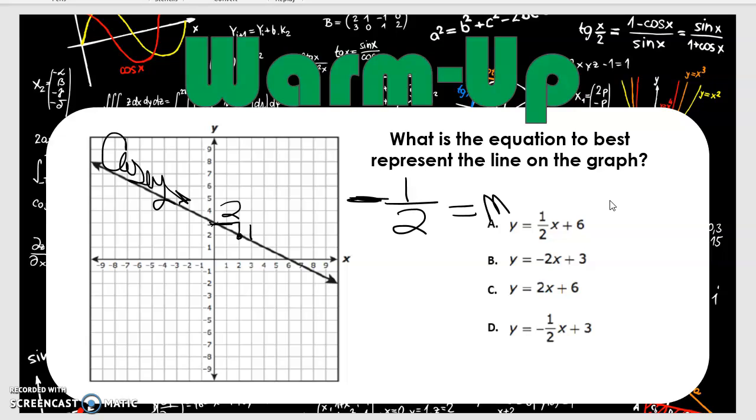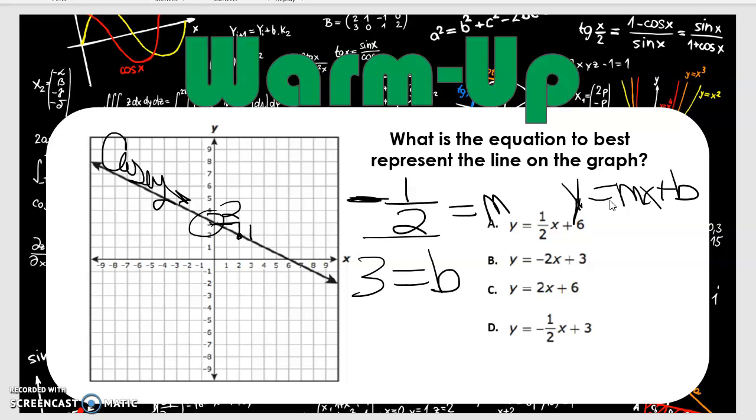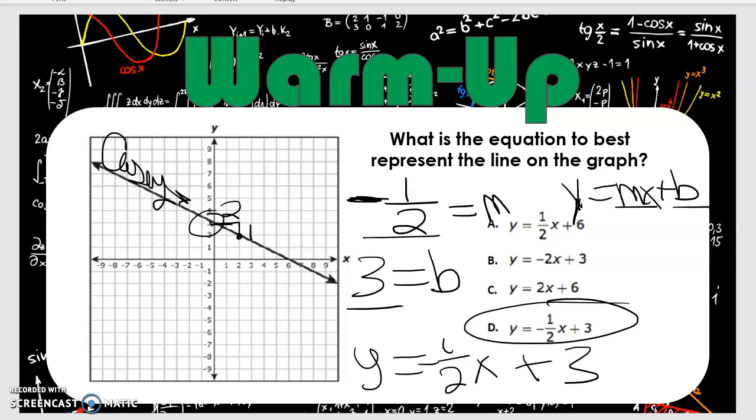And then I want to find my y-intercept. Remember, it's where it crosses the y-axis. It crosses at 3, so my y-intercept is 3. And remember, our equation is y equals mx plus b. It's supposed to be y, it looks like an x. So I'm going to plug in this 1/2 for m, and I'm plugging the 3 for b. So y equals negative 1/2 x plus 3, and that matches d.